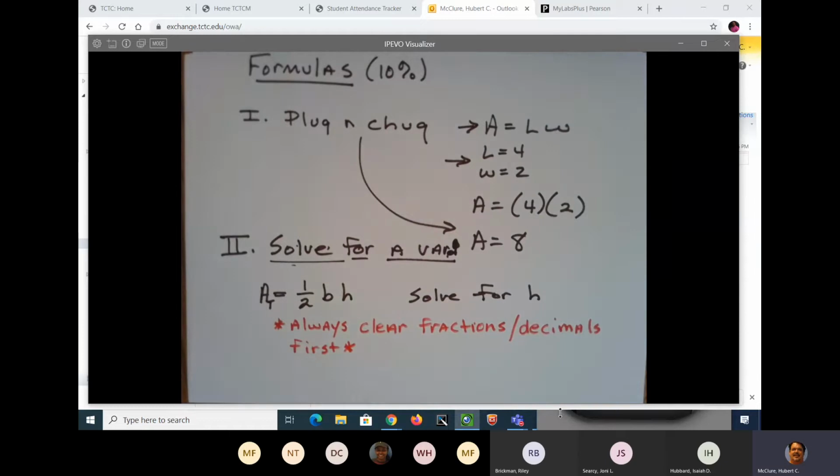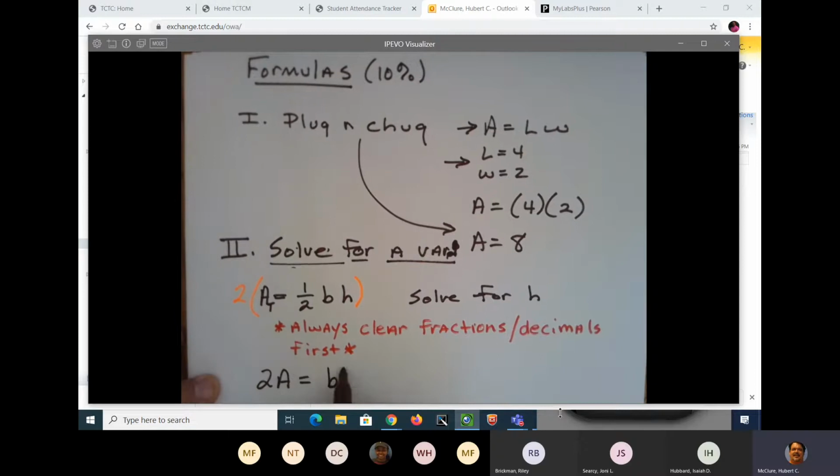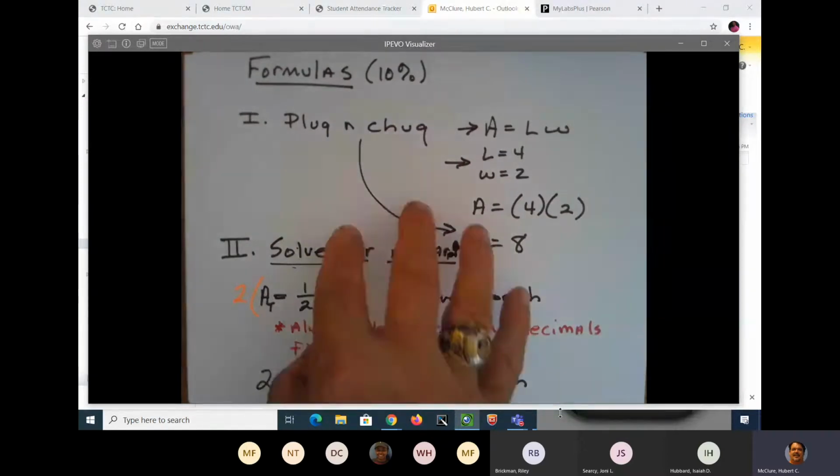Okay, and I would multiply through by 2. And that would give me 2A is equal to B times H. And then divide by B. So 2A divided by B is equal to H. Okay, now those are 2 basic examples of what we're going to be doing in 6.2. So I've given you 2 basic models so you know what we're doing.